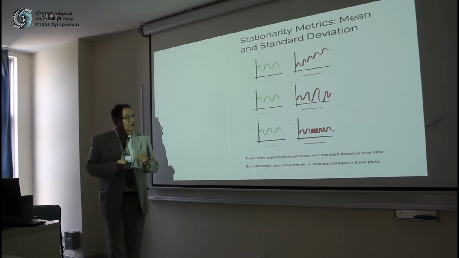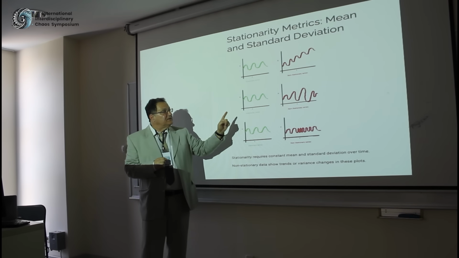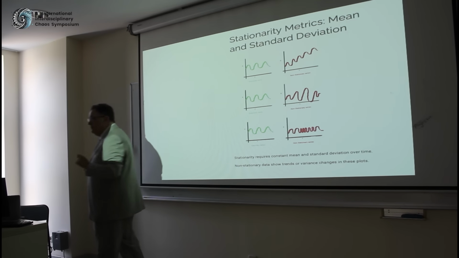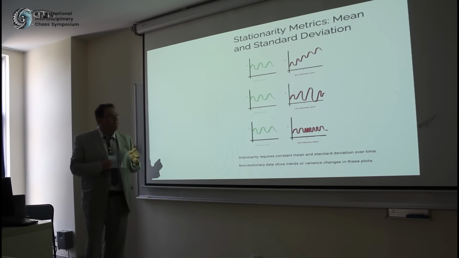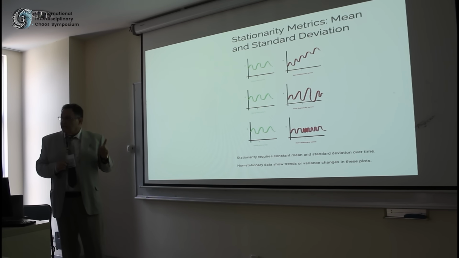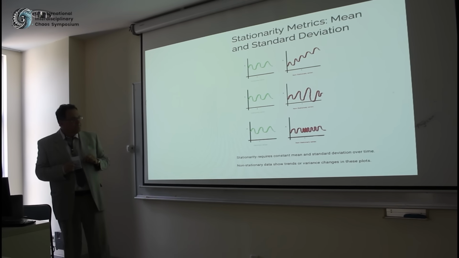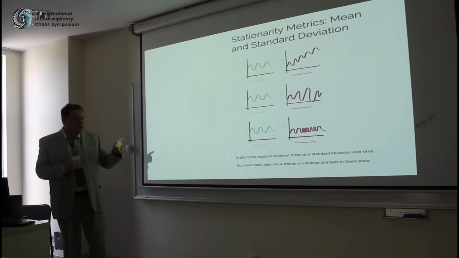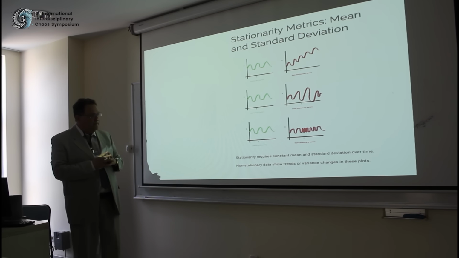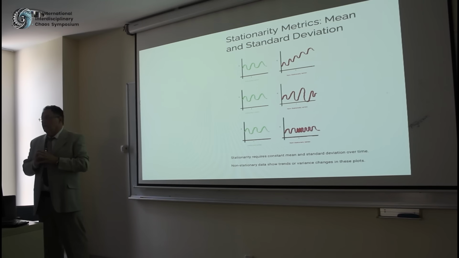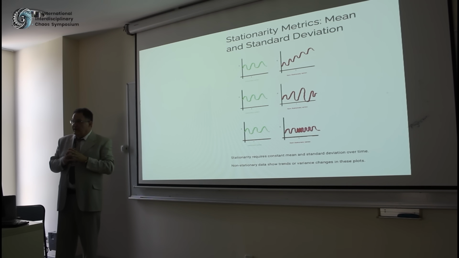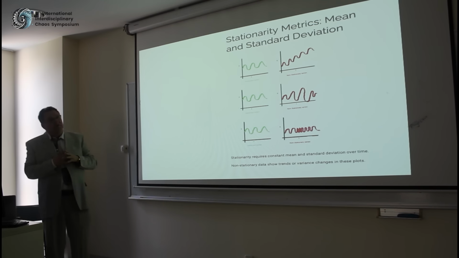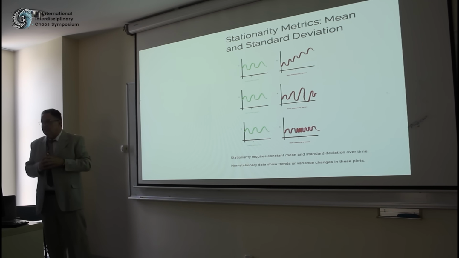The second picture gives two time series. They both have the same mean, the same average, but have different standard deviation. And the third has the same mean, the same standard deviation, but different variance. Okay. Stationary requires constant mean and constant standard deviation over time. Non-stationary shows trends. So, to have a robust prediction, we must examine, and if it is not, we can make a time series to be stationary.